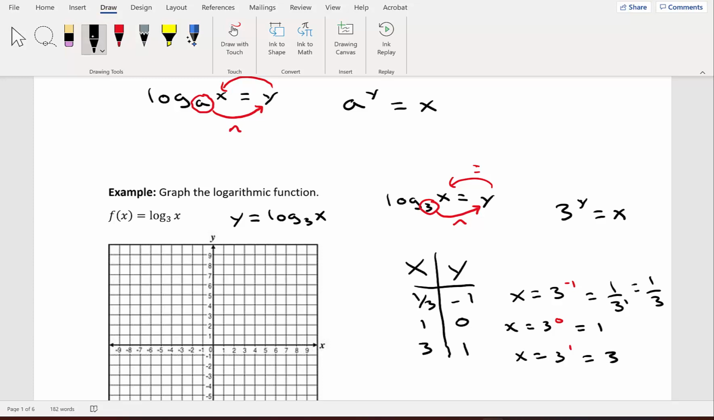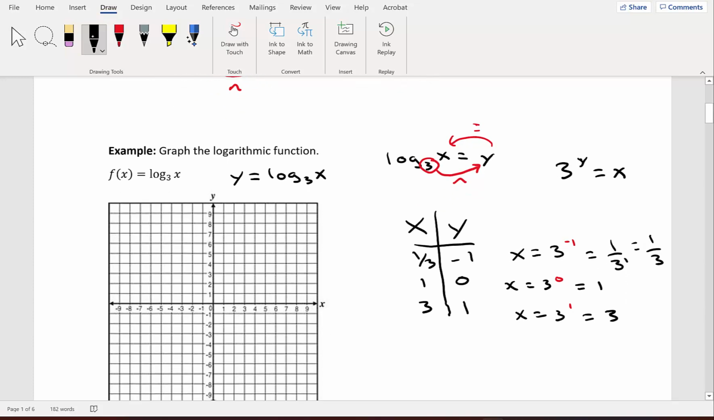Okay, so I have 3 points. Let's go ahead and sketch the graph. So I have the point 1/3, -1, which is this point right about here. Then I have the point 1, 0, and then I have the point 3, 1. Now I could go ahead and connect these points with each other, and my graph is going to look like this.